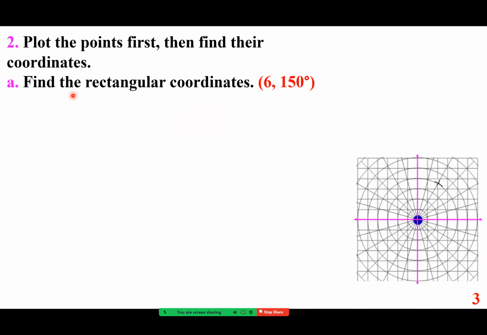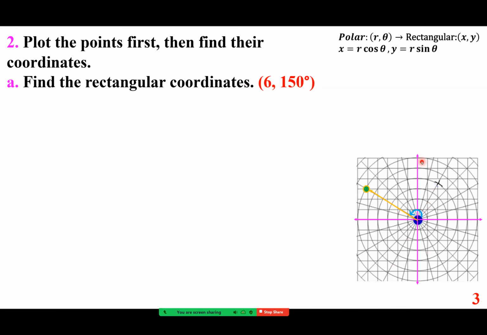So plot the points, find the coordinates, and the given question is 6 comma 150 degrees. So you make a 150 degrees angle, and then you count how many? 6 tick marks. 1, 2, 3, 4, 5, 6. It may not be to scale, but we are having polar grids. Those are circles, if you will, with various radii.